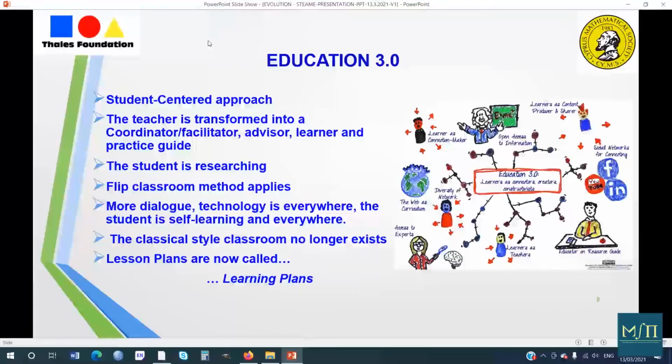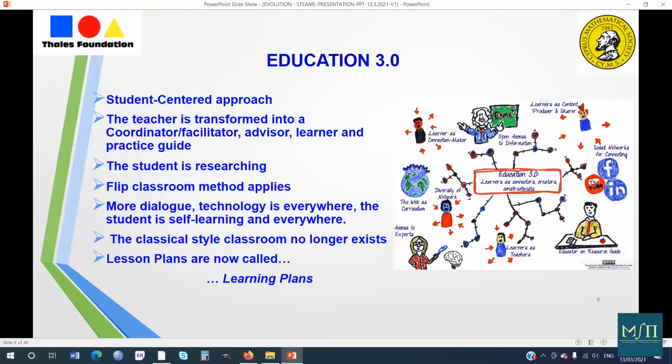Education 3.0, that we see in some areas, in some schools in the United States, in some in Europe, in some in Japan, is a clear student-centered approach. The teacher is transforming to a coordinator or facilitator, or an advisor, or a learner in practice. The name of teacher is eventually disappearing because the teacher has to have a different role, not to teach. He has to be a facilitator of learning. He has to facilitate the learning of the student, not to teach.